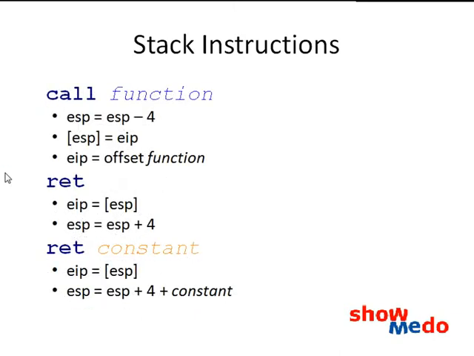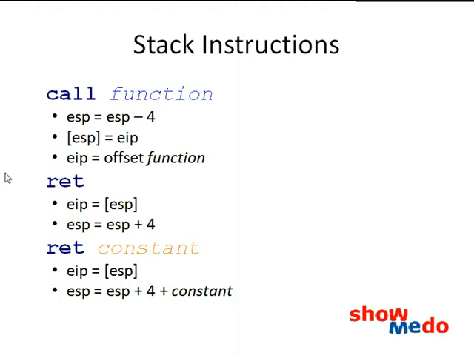Call we saw last time. Literally speaking, it pushes the instruction pointer, then jumps to the function. The instruction pointer, when starting the call instruction, contains the address of the instruction following the call, meaning that the value pushed onto the stack is the return address.